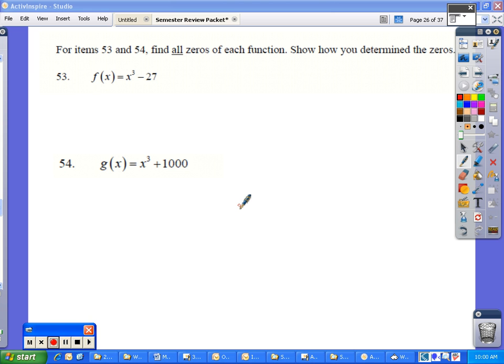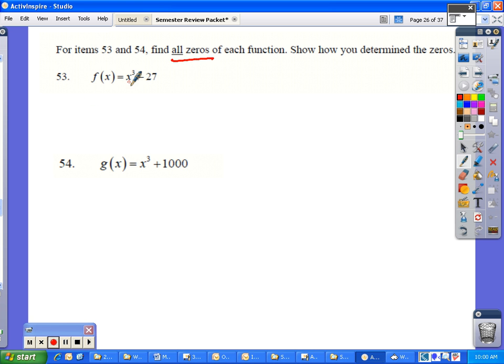Okay, so for 53, you were looking for all the zeros of each function, or all of the solutions of these functions. So for 53, you will notice that this is x cubed minus 27. This is a difference of cubes, which means you first need to factor it, which is what you just did in numbers 51 and 52 of your review packet.